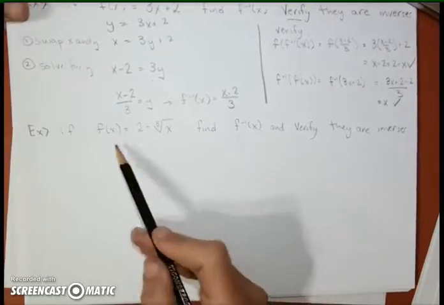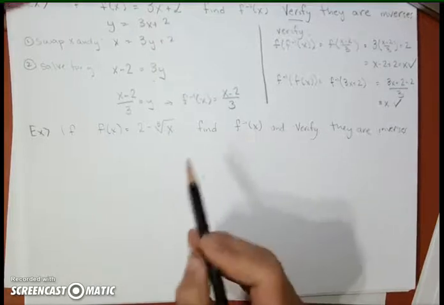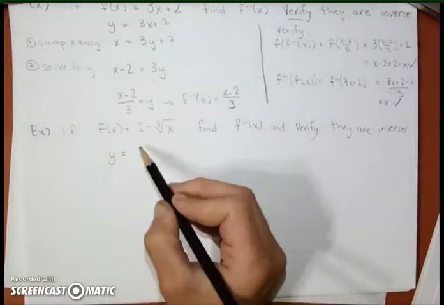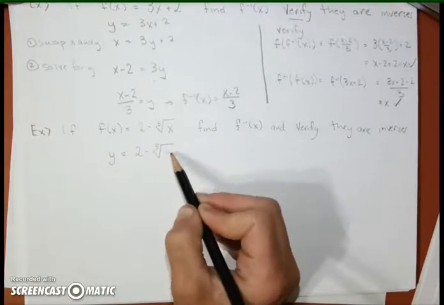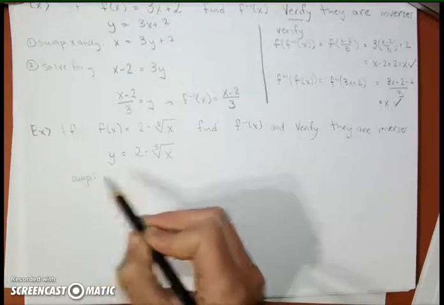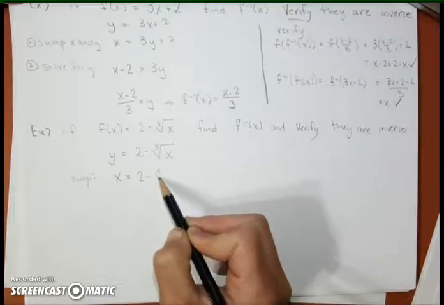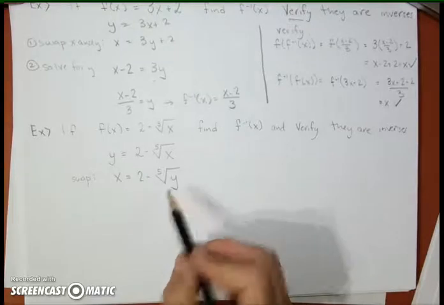Here we have f of x is 2 minus the 5th root of x, and I want to find the inverse. So I do the same exact procedure. I recognize that f of x is the same as y, so I can rewrite it that way. Now I swap x and y. X equals 2 minus the 5th root of y.